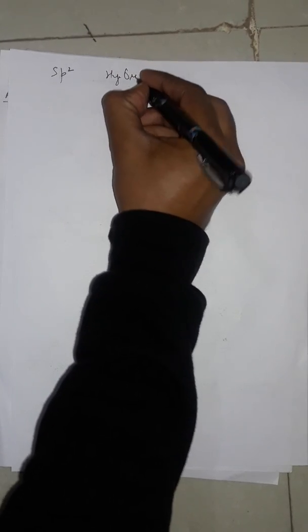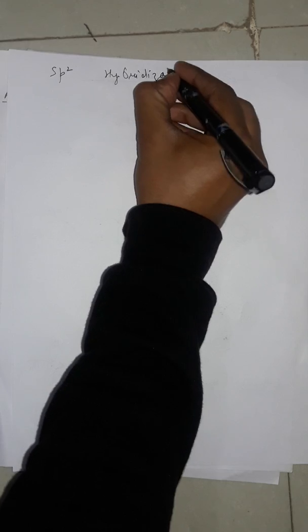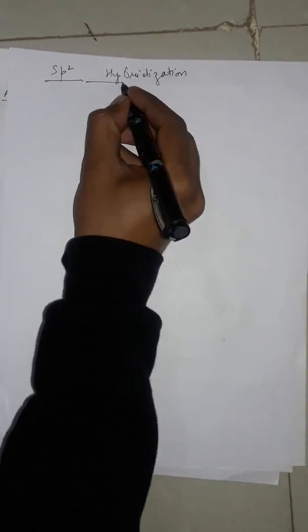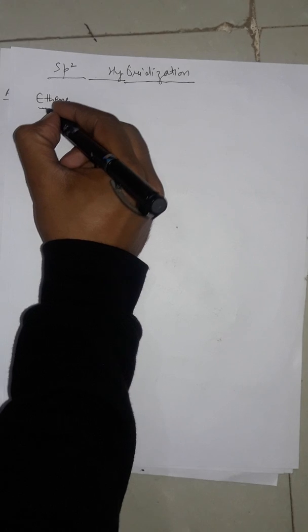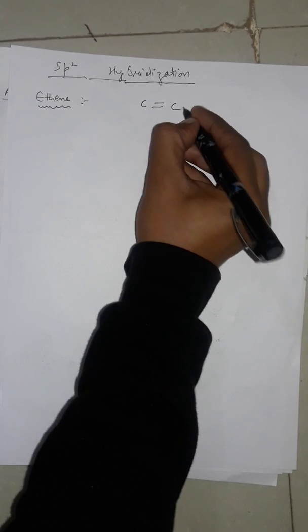Now we will go for sp2 hybridization. Before going to sp2 hybridization, we will learn with the help of an example, that is ethene. We will take ethene as an example. So how will ethene look like? It will look like this.